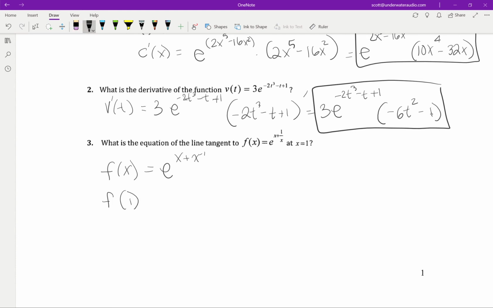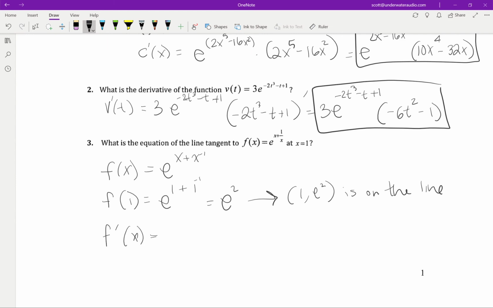F of 1 equals e to the 1 plus 1 to the negative 1, which is just going to be e squared. 1 to any power is just 1. 1 plus 1 is 2, so I get e squared. So that tells me 1, e squared is on the line. Okay, the next thing I need is the slope, which should be f prime evaluated at 1.